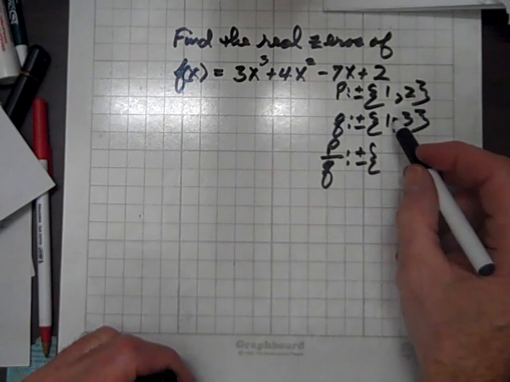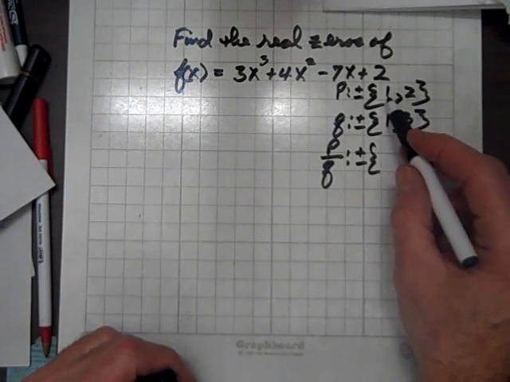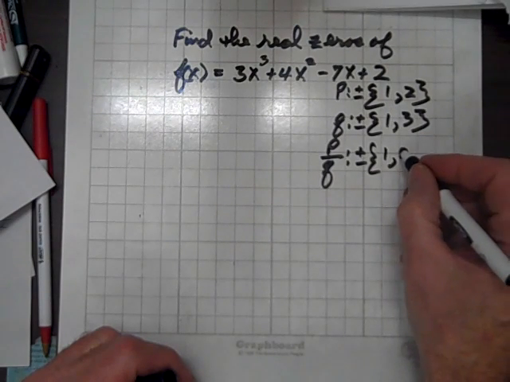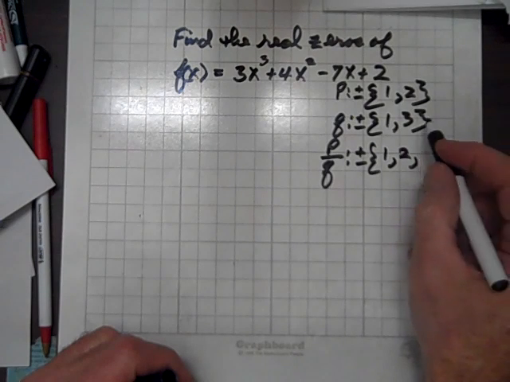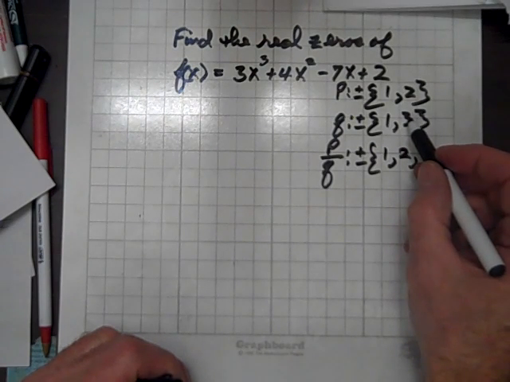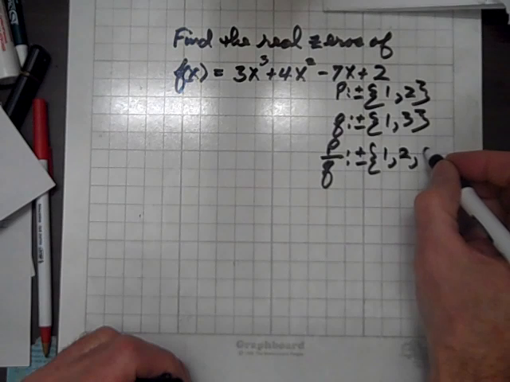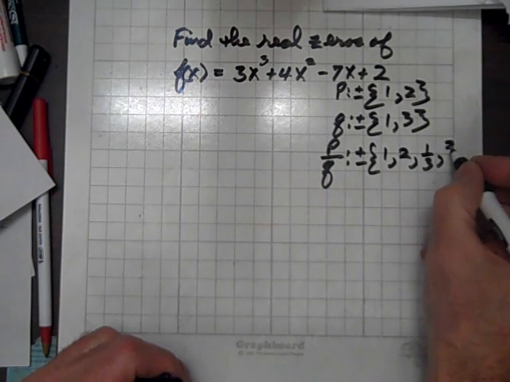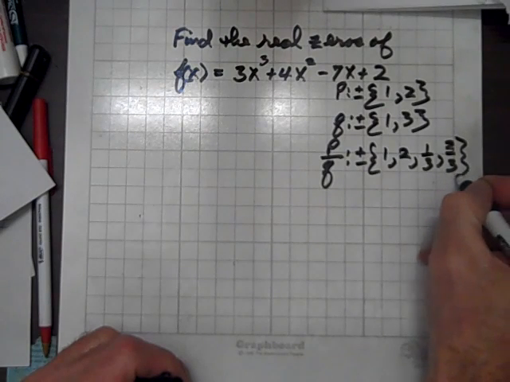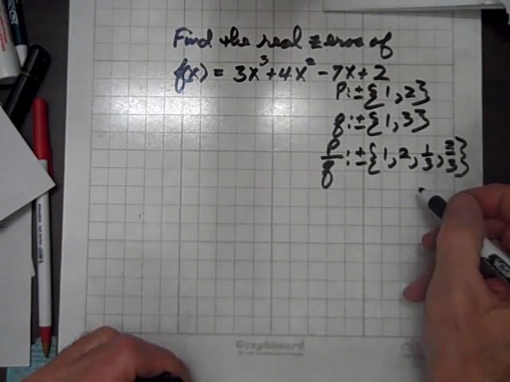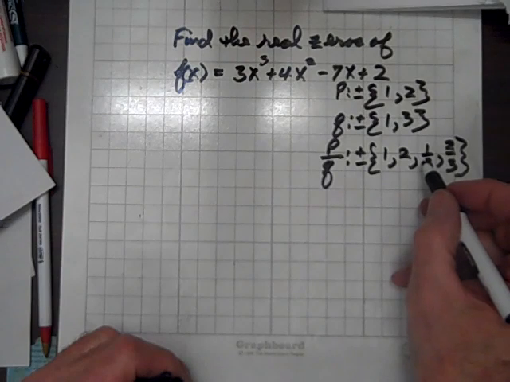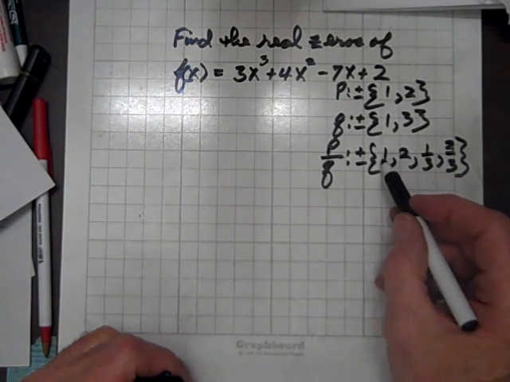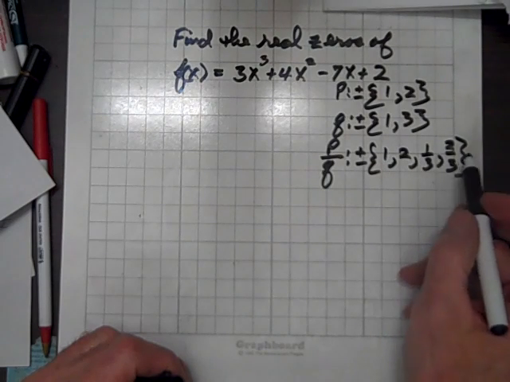So when q takes on the value 1, p over q will be 1 and 2. When q assumes the value 3, p over q will be 1/3 or 2/3. So if this polynomial has rational roots, the only possibilities are plus or minus 1, 2, 1/3, or 2/3.